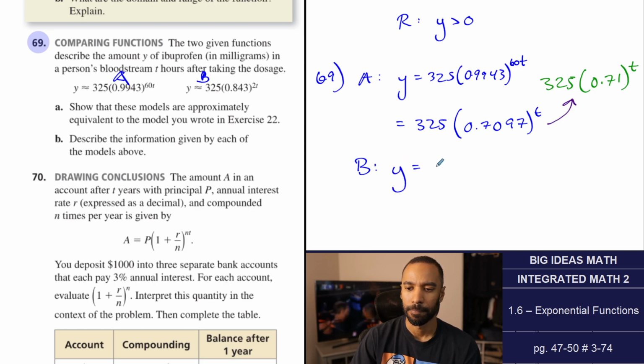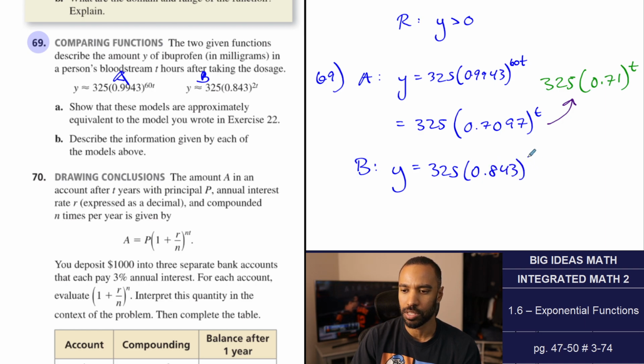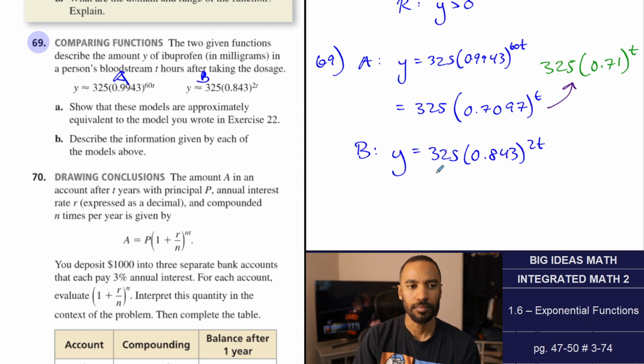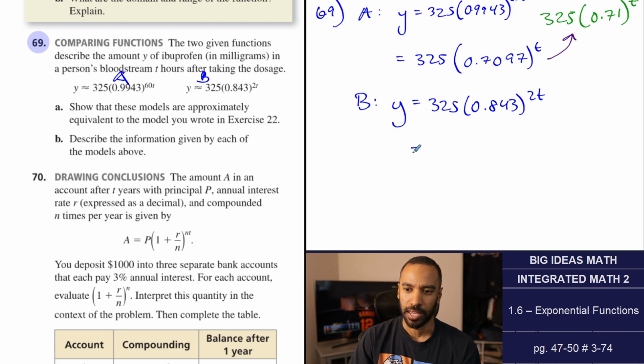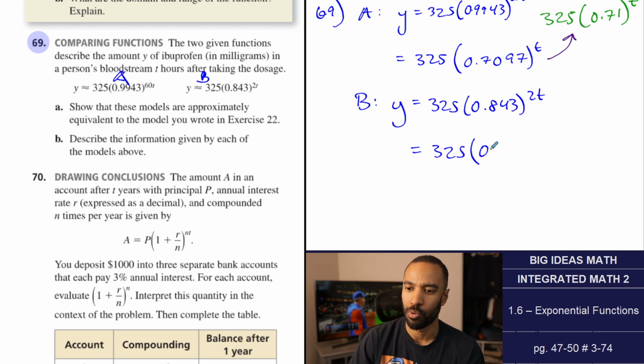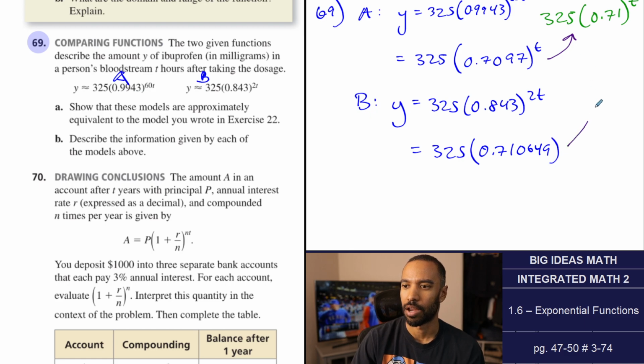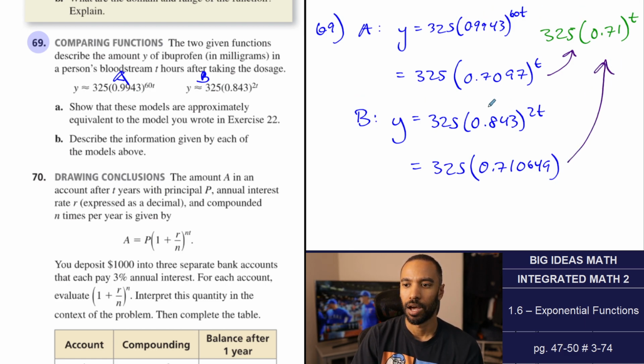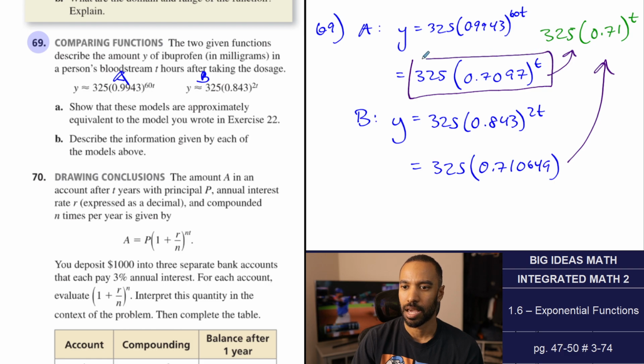Function B is 325 times 0.843 to the 2t. So we're going to square 0.843. 0.843 squared is 0.710649, or 0.71. Oh, you know what? This one's exact. 0.0649, that's pretty close to also that right there. So that's my show on both of those. Yep, it's pretty close.